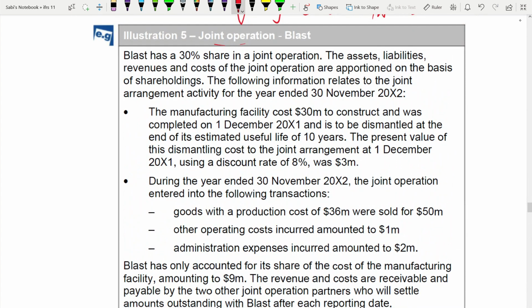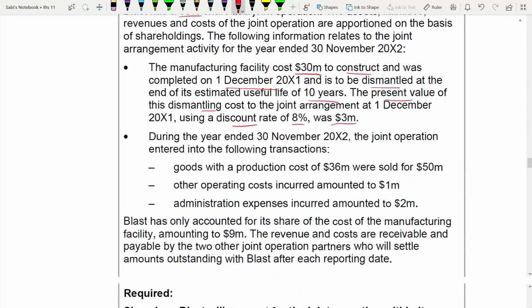So Blast has 30%. All assets, liabilities, revenue, cost are apportioned based on the shareholding. The manufacturing facility cost 30 million to construct and was completed on this date. It is to be dismantled at the end of its estimated useful life of 10 years. The present value of dismantling is given as 3 million and the discount rate is 8%. Now they have given the cost. Production cost 36, sold for 50. Operating cost 1 million. Admin cost 2 million.